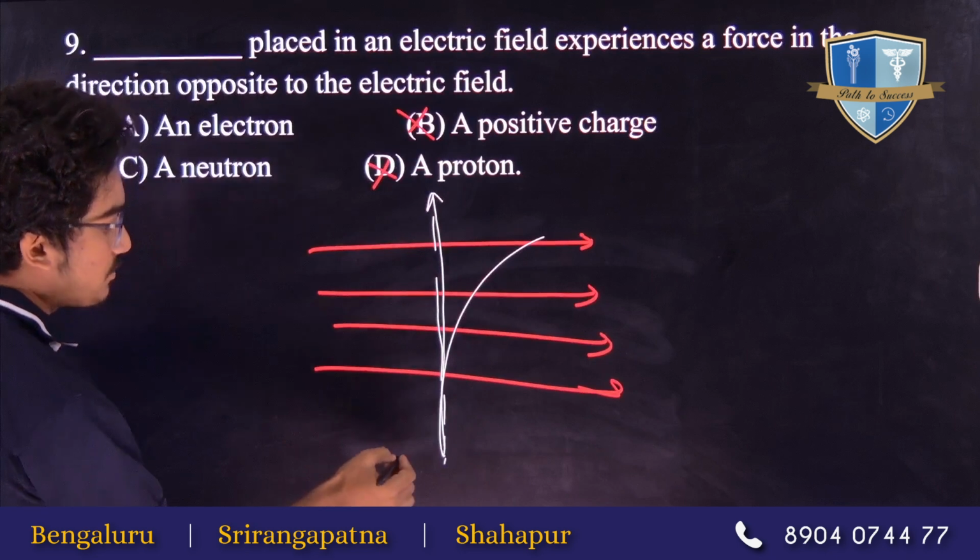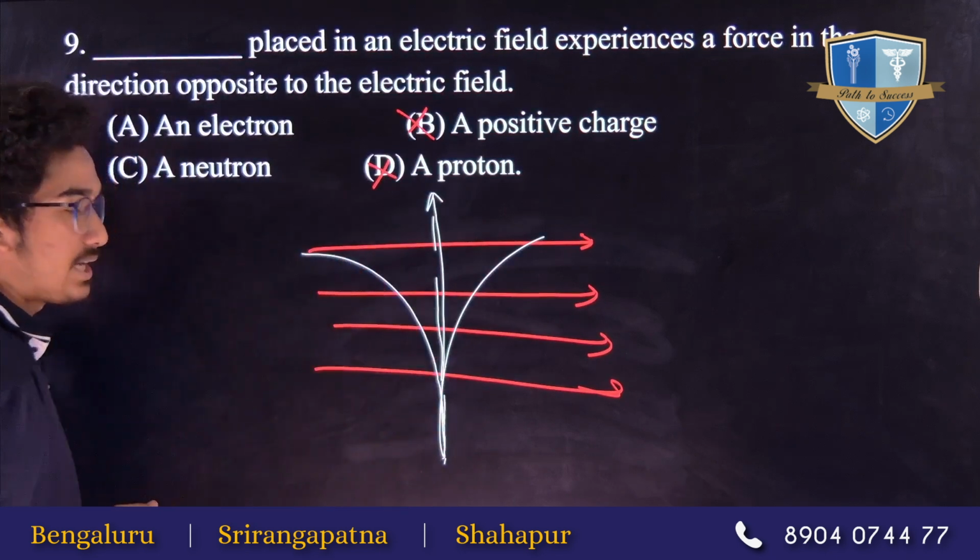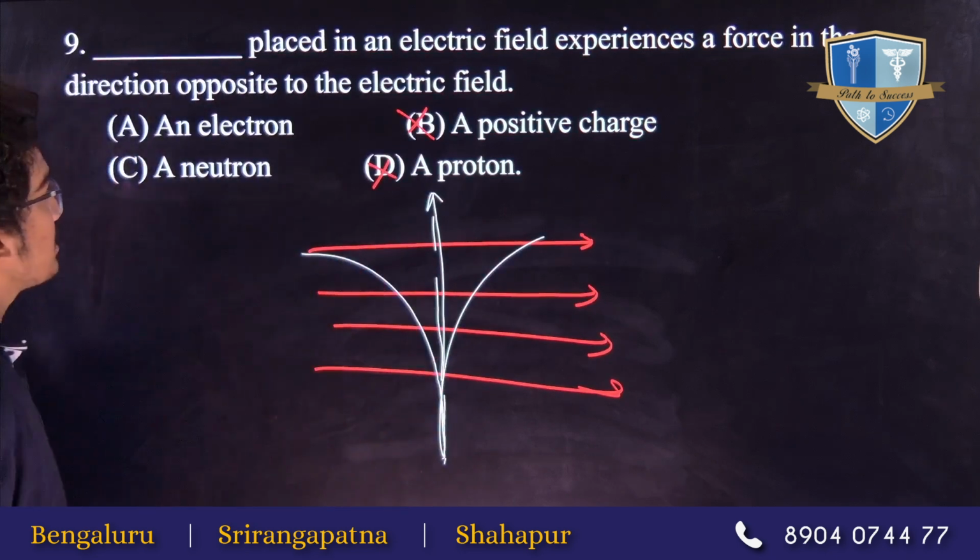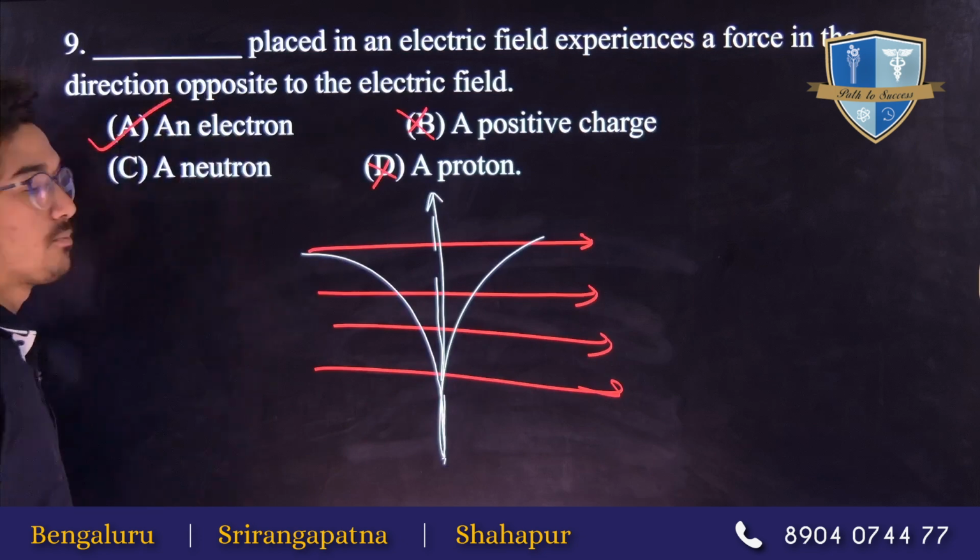And a negative charge will experience a force opposite to the direction of an electric field. So the only negative charge in our options is an electron. So our correct option will be option A.